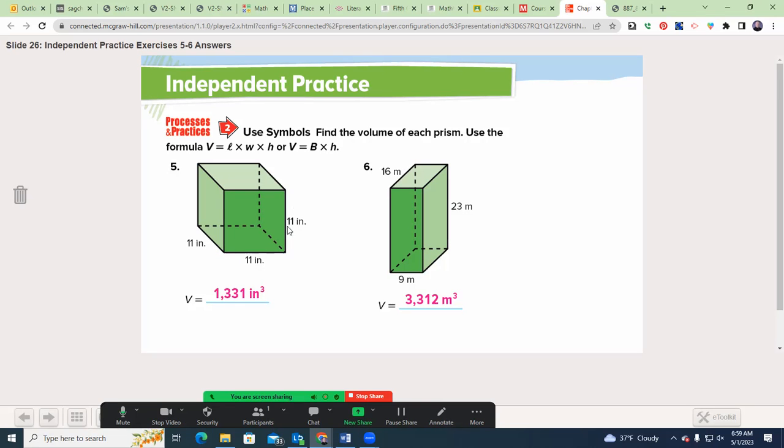Welcome back. On this one, we had 11 times 11 times 11. By the way, if these are all 11, do you know what shape this is? You're right, they're all congruent. This is going to be a cube. This one is not all congruent, so we just called that a rectangular prism. But this one is a square prism, which is a cube, and 11 cubed is 1,331. On this one, we're going to multiply these three numbers together and you get 3,312.